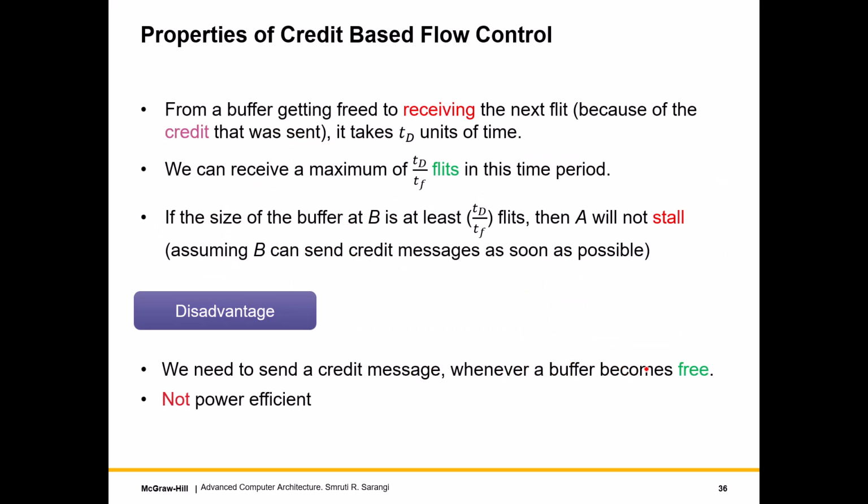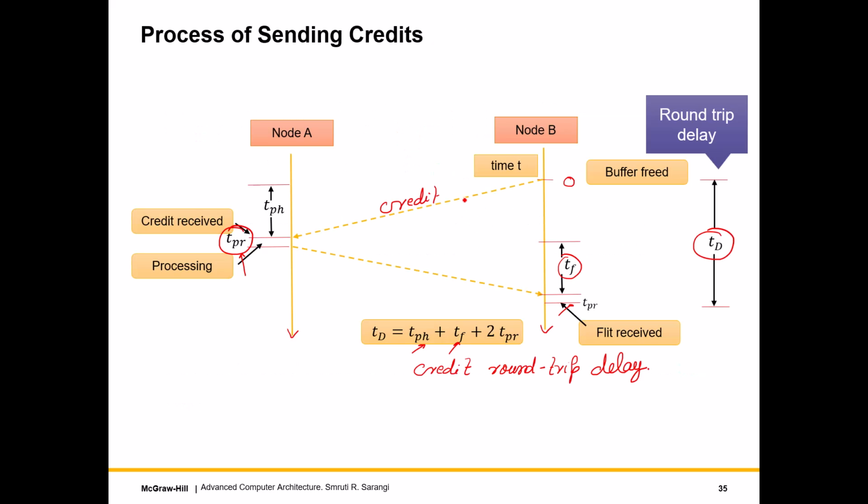So, what are the properties of credit-based flow control? From a buffer getting freed to receiving the next flit, you send a credit and it takes TD units of time. So, let's say within this time period, let's assume that you are continuing to get flits. In the sense, you don't want the receiver over here, which is node B, to remain idle, but you want flits to keep coming, right? So, what is the maximum number of flits that could be coming?